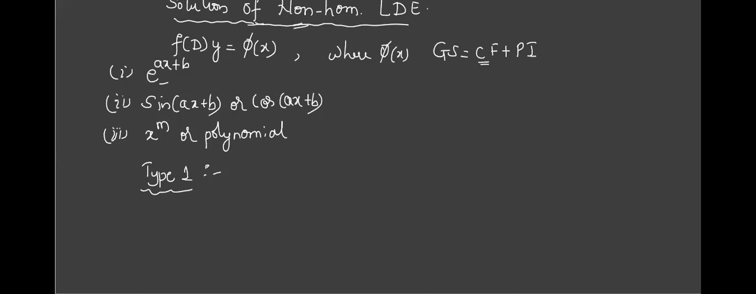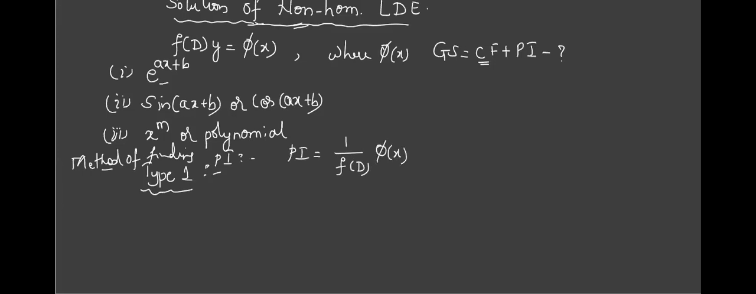Now we will see how to find PI. This is what I'm going to discuss now. So here, method of finding PI. In that I'm taking the first case. Whenever you find PI, it is always in the form 1 upon f of D into phi of x. Very important. PI, the particular integral, is 1 divided by: whatever you have along with y, leave that y, take the entire f of D and take it in the denominator.